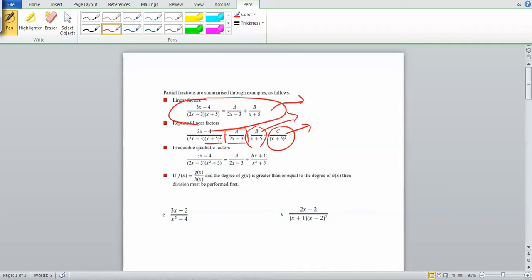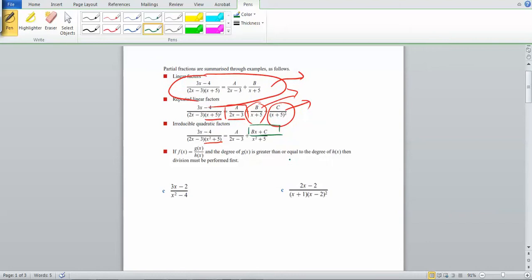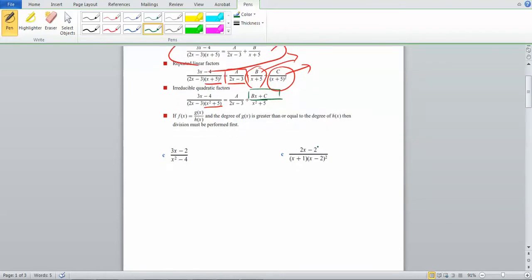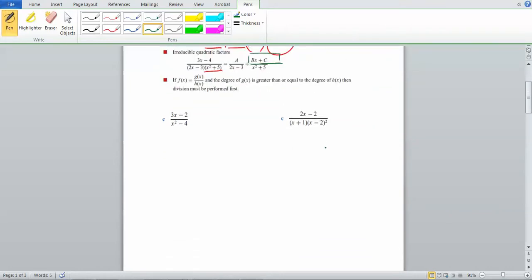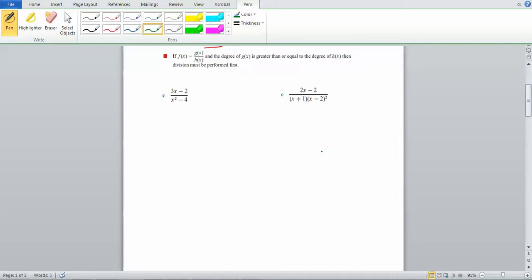And then finally, there are the reducible fractions, where the bottom is a quadratic, and you actually need to find a linear factor. It's probably a little bit confusing right now, but let's do a couple of questions and show you how to do it.